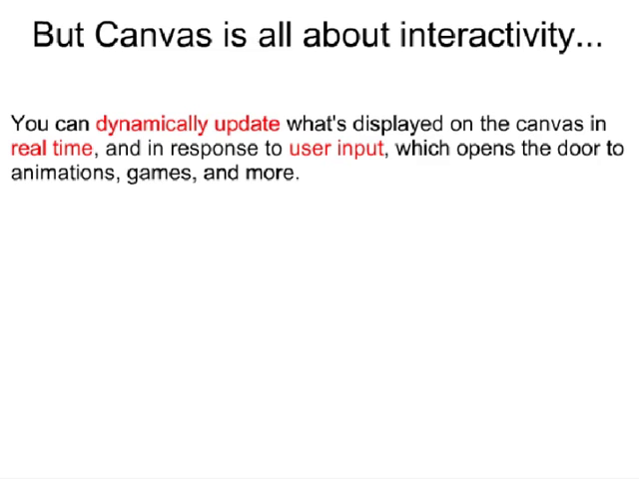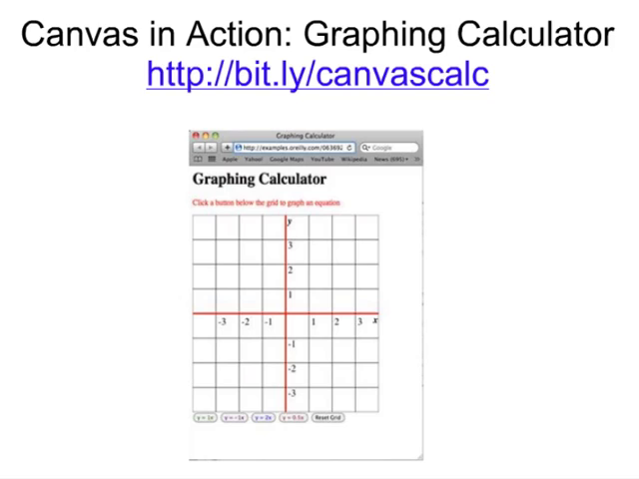So what I'm going to demo for you now, I'm going to switch to screen sharing mode in a moment, is an example of an HTML5 graphing calculator using Canvas. You'll see I also have a bit.ly link there that you can enter into your own web browser if you want to test it out yourself, or you can just follow along. So bear with me for a second as I switch over to screen sharing mode.